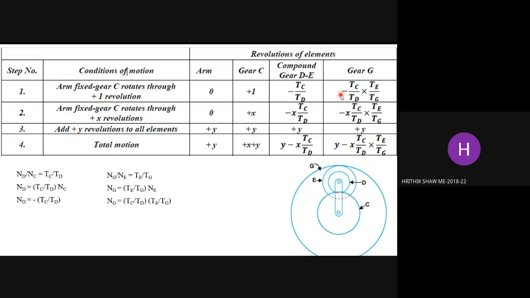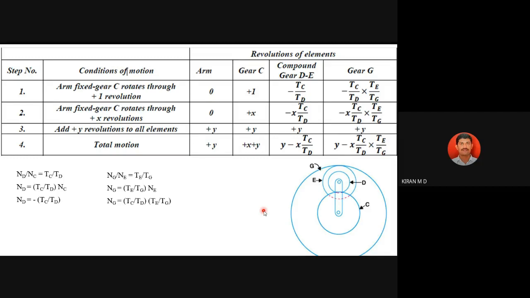Okay, so the next step is very easy. The arm is fixed, and gear C rotates plus X revolution instead of 1. You multiply by X here, then add plus Y revolution to all elements. Total motion: the arm speed is Y, gear C is X plus Y, the speed of compound gears D and E is Y minus X into TC by TD, and the speed of gear G is Y minus X into TC by TD into TE by TG.